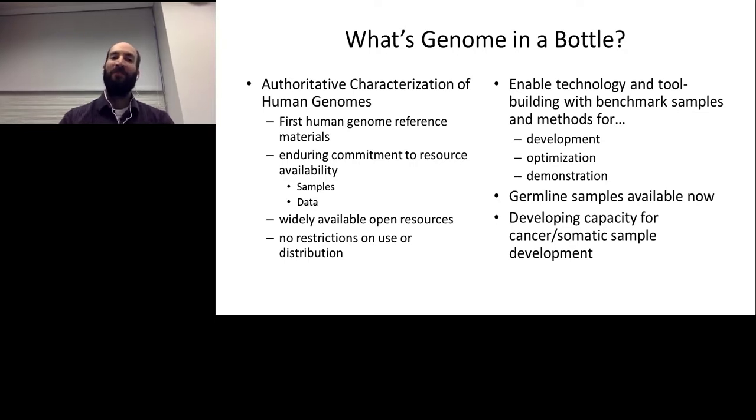The germline samples that we've been developing are available now, and we'll likely continue to develop some additional germline samples. And then we're also developing capacity for cancer samples or somatic samples, but this is longer term work, and we don't yet have any samples that are available for that. That said, there has been some work done on mixing together our germline samples to simulate somatic mutations, and that can be useful as one of the things that you do as part of understanding the performance of somatic variant calling.